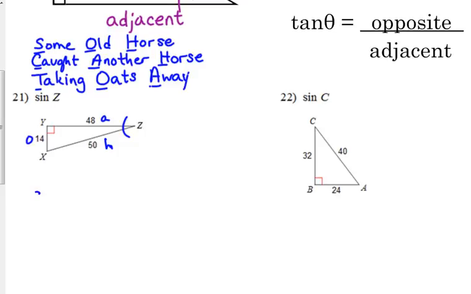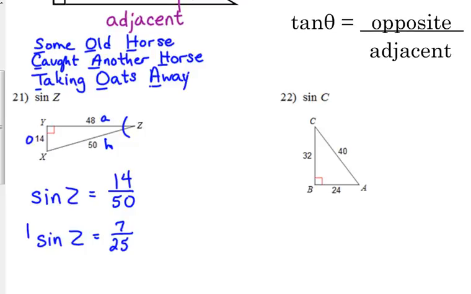So then, all I have to remember is that sine is the opposite, in this case 14, over the hypotenuse, 50. Now, if you can reduce that ratio, you do want to reduce that ratio. And yes, you need to write it this way. You need to say the sine of z is equal to, those are both divisible by 2, so 7 over 25. That is your answer. We're not solving anything, we're just setting up these ratios.